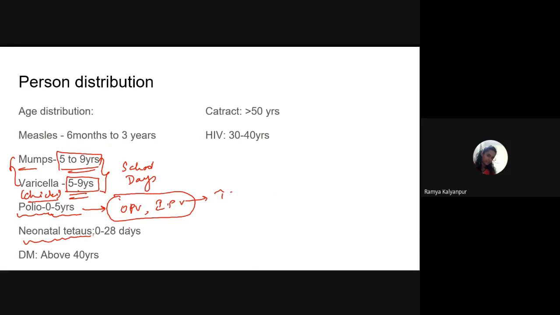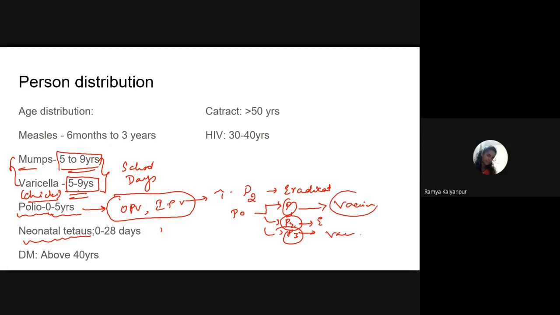Ma'am, polio is eradicated from India, isn't it? Again, we have to be very specific: only the P2 strain of polio is eradicated. See, the polio virus has several strains: P1, P2, and P3. Only P2 is eradicated, but P1 and P3 are still there. Cases are not seen because we are giving vaccination, which builds up immunity in the individual. But the P2 strain itself is totally eradicated from India.